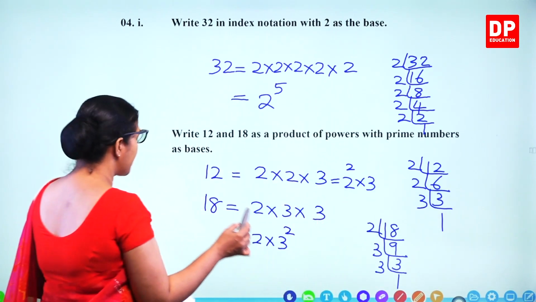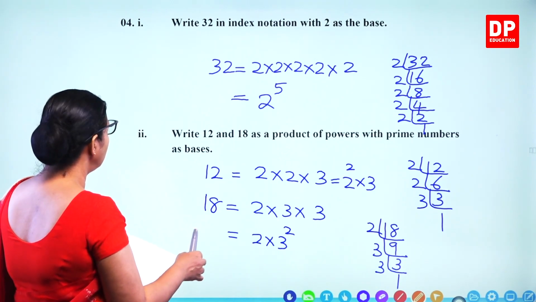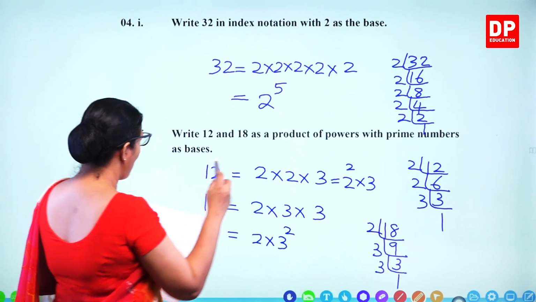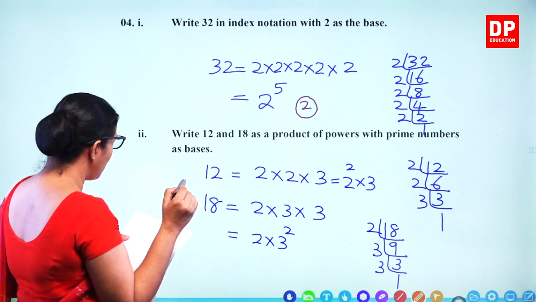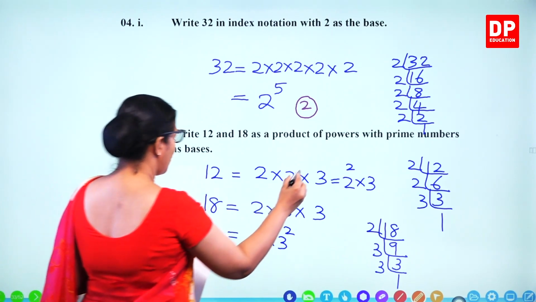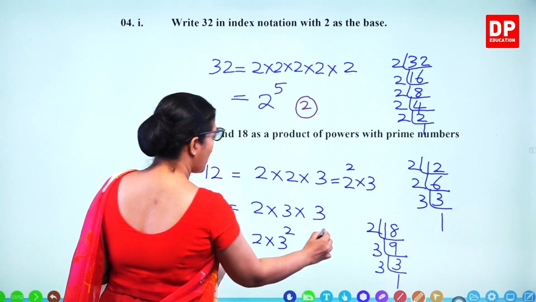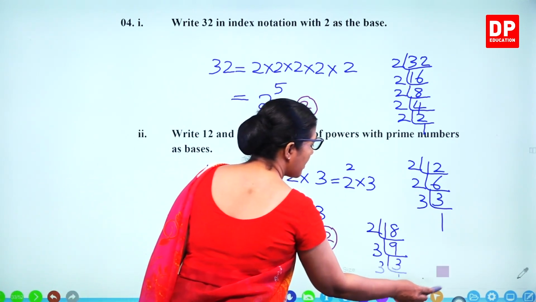How many marks? You get 2 to the power 5, 2 marks. 2 squared times 3, 2 marks. Both, you get 2 marks there, 1 each. Next part.